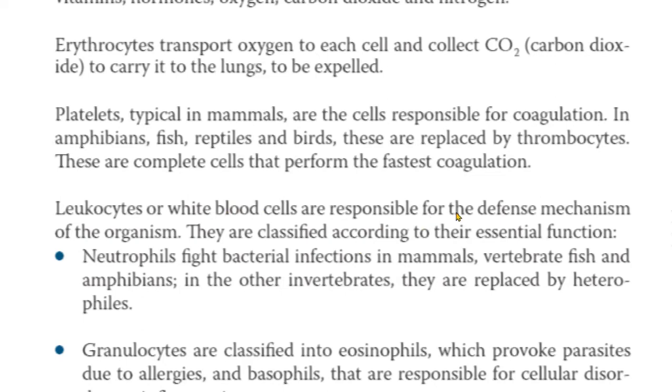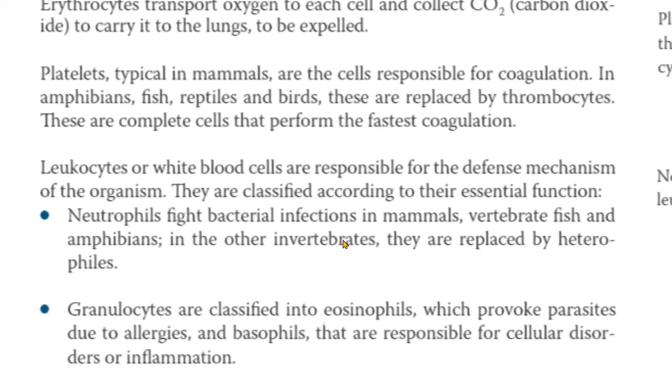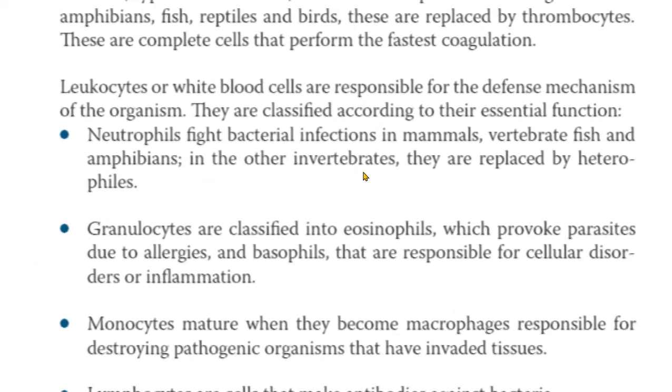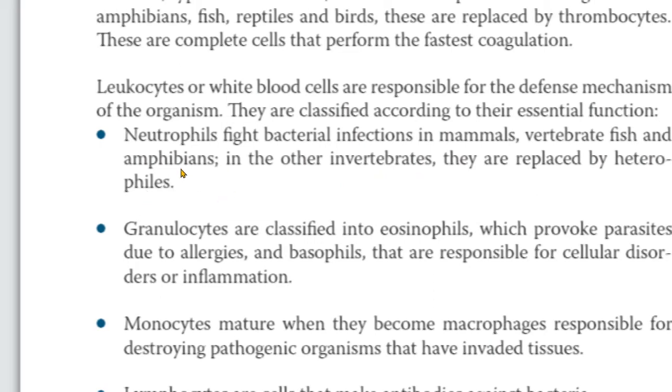Imagine that you have a wound, or if you hit yourself, the platelets are going to fix that part that is damaged in your body. These are complete cells and perform a fast coagulation. Then we have the leukocytes or white blood cells. They are responsible for defense mechanisms in the organism. There are different kinds of leukocytes. Important. There are different kinds.